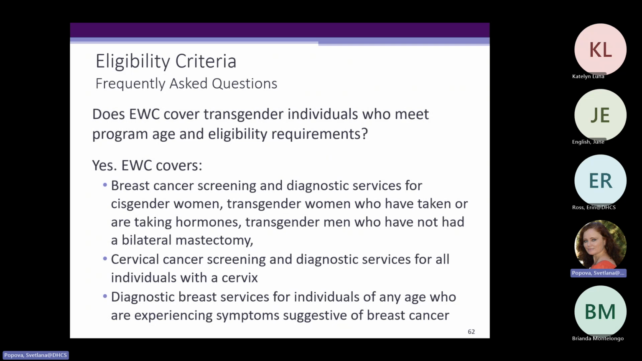Okay, so let's talk about cervical cancer screening and diagnostic services. They are available for any individual that has a cervix, and we don't really distinguish between cisgender women or transgender men. If a person has a cervix, they need to be screened. And again, our diagnostic services are available for any individuals regardless of their gender, because if they experience any symptoms suggestive of breast cancer, they are eligible for diagnostic services.